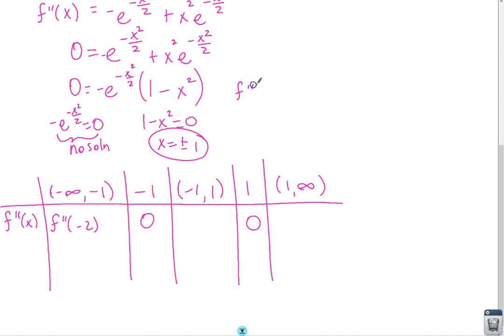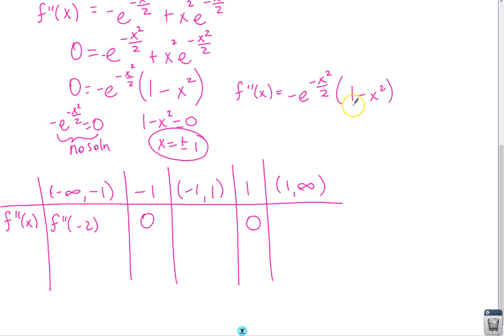So my second derivative here is negative e to the negative x squared over 2 times 1 minus x squared. I like working with a factored version because it's a lot easier to tell whether it's positive or negative. Again, I don't need to know the actual value of my second derivative at negative 2. I just need to know, is it positive or negative? So if I plug in a negative 2 right here, it's going to be a number, but basically all of this is going to be negative because of this negative right here.